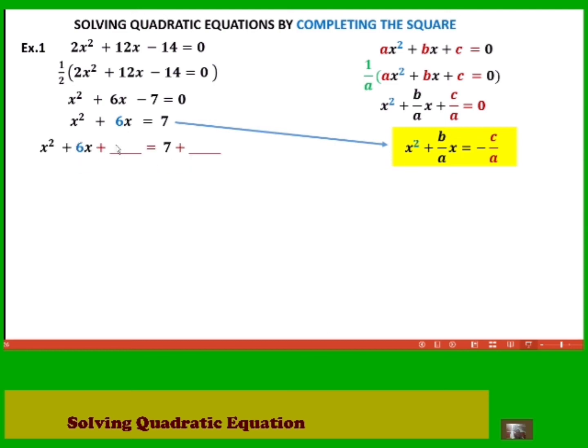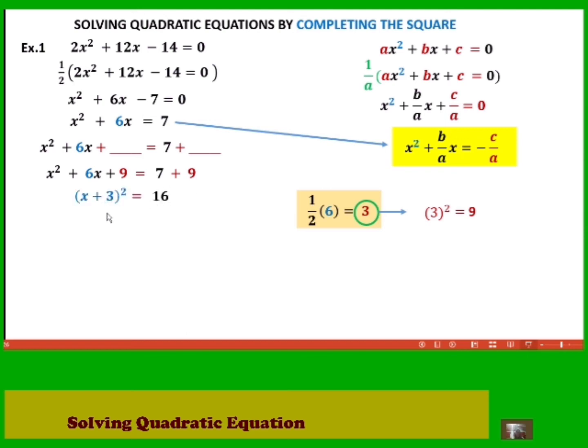After that, add the same number to both sides of the equation. This number is taken from the coefficient of x, which is 6, or the coefficient of x divided by 2. So 1/2 of 6 is 3. After that, square 3. 3 squared is 9. So 9 is what we are going to add on both sides of the equation. So the left side of the equation becomes a perfect square. Add 7 and 9 is 16.